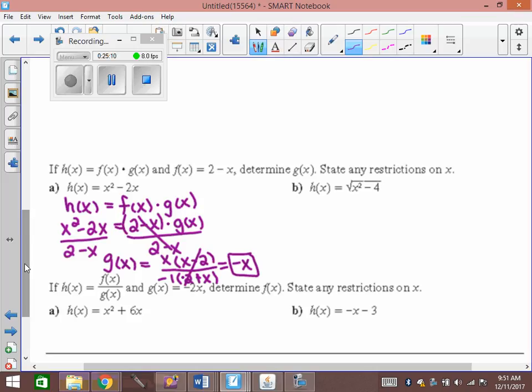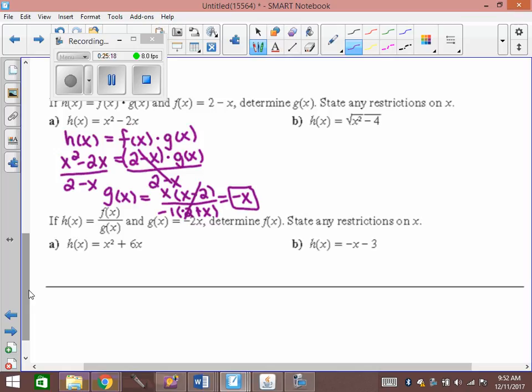Now what happens if we do division? So this one here, we'd have x squared plus 6x equals f of x, which we don't know, and g of x is negative 2x. We know we're going to divide by negative 2x, so we know that our restriction is going to be x can't equal 0, just based on the fact that negative 2x, if it's in the denominator, would be x can't equal 0. And then we're just going to multiply it up.